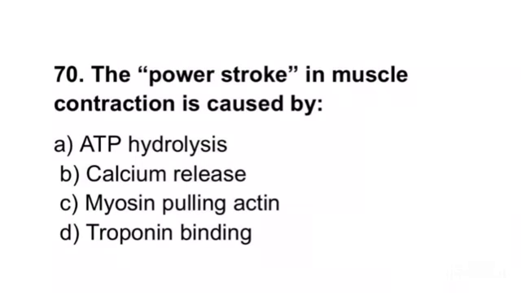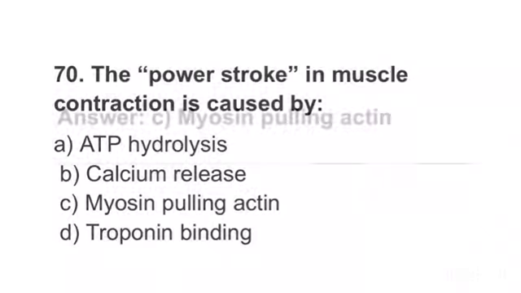70. The power stroke in muscle contraction is caused by A. ATP hydrolysis. B. Calcium release. C. Myosin pulling actin. D. Troponin binding. Answer, C. Myosin pulling actin.